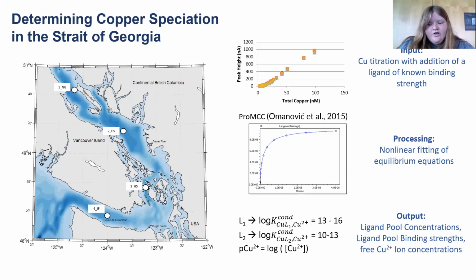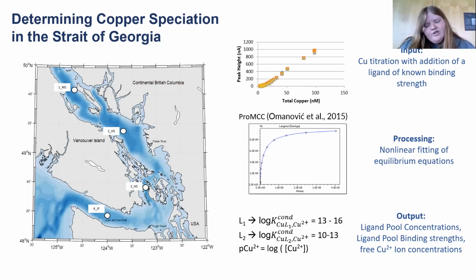In order to determine ligand concentrations, we titrated our samples with copper additions in the presence of an added ligand of known binding capacity for copper, measuring the change in signal proportional to the concentration of the copper bound to our added ligand. This data is then fitted with a program called ProMCC, which balances equilibrium equations between the different species of copper in our sample in order to output ligand concentrations into different clusters of the sample's ambient heterogeneous ligand pool. These clusters are typically described as L1 type ligands and L2 type ligands, where L1 represents the strongest copper ligands detected within the ligand pool with a conditional stability constant greater than 10 to the power of 13. And then the L2 represents the weaker copper ligands detected within the ligand pool with a conditional stability constant less than 10 to the power of 13.